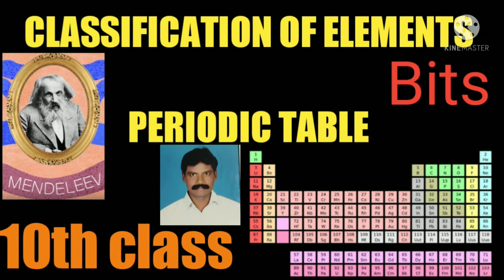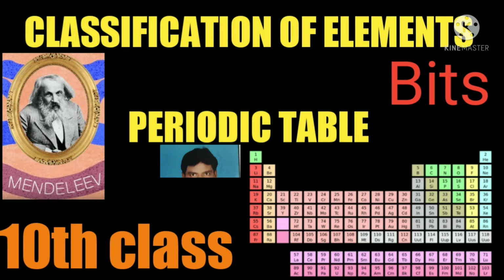Fine? Good. Today we learn about our chemistry lesson, classification of elements, the periodic table. It is a very interesting chapter. In this chapter we learn some important points in the form of bits.